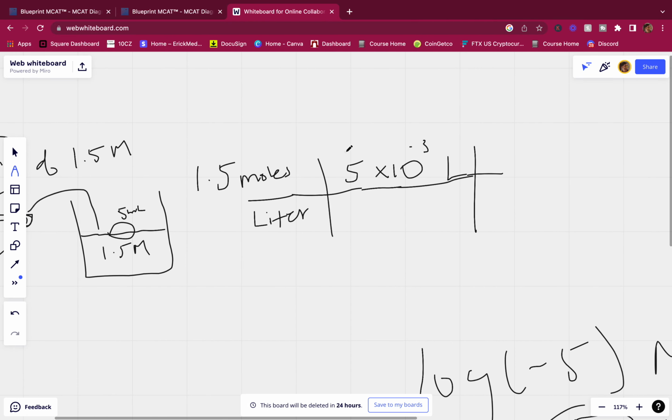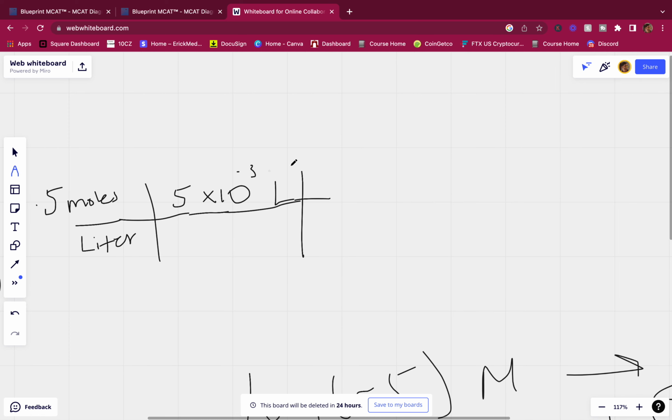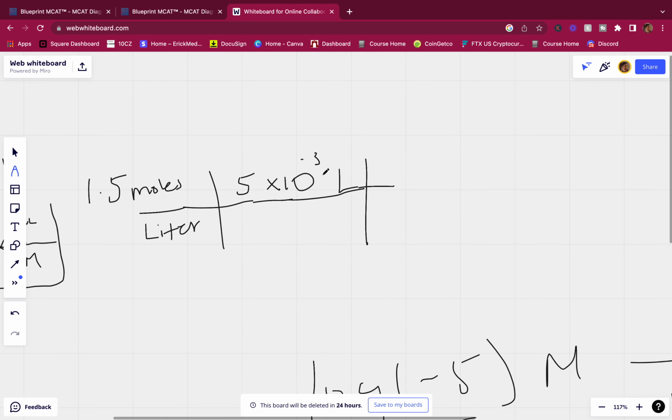All right, so let's do this right now. 1.5 times 5 times 10 to the negative 3 is going to be 7.5 times 10 to the negative 3 moles.